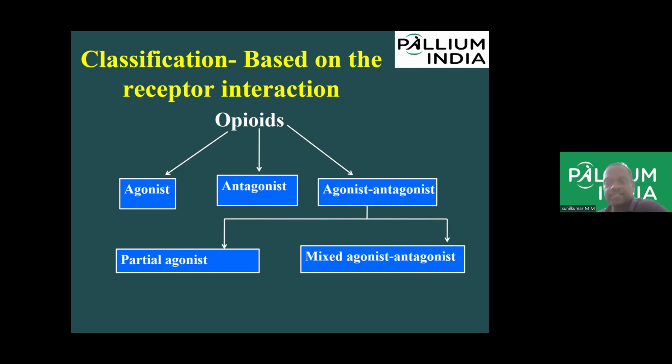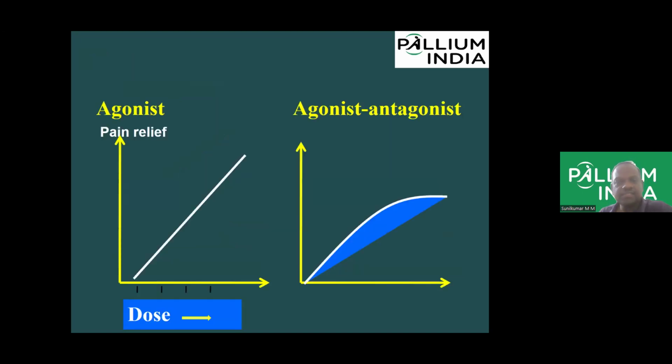What is an agonist-antagonist? So on certain receptors, this group acts as an agonist, whereas on certain receptors, it will act as an antagonist. So it will have a mixed action. That is what agonist-antagonist means. And just look at this graph between the agonist and agonist-antagonist group.